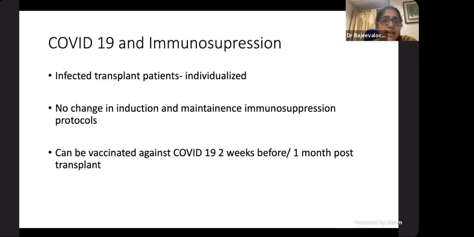As such, there is not much of a change in the induction and maintenance immunosuppression protocols at this point. We rigidly monitor whether a patient has any symptoms related to COVID-19, whether they have been tested or not. And of course, some of our centers perform CT scans to make sure there is no evidence of active COVID-19 infection. We have to vaccinate our pre-transplant patients against COVID-19 at least 2 weeks before. And if that has not been done, then wait for 1 month post-transplant according to the recently issued guidelines.